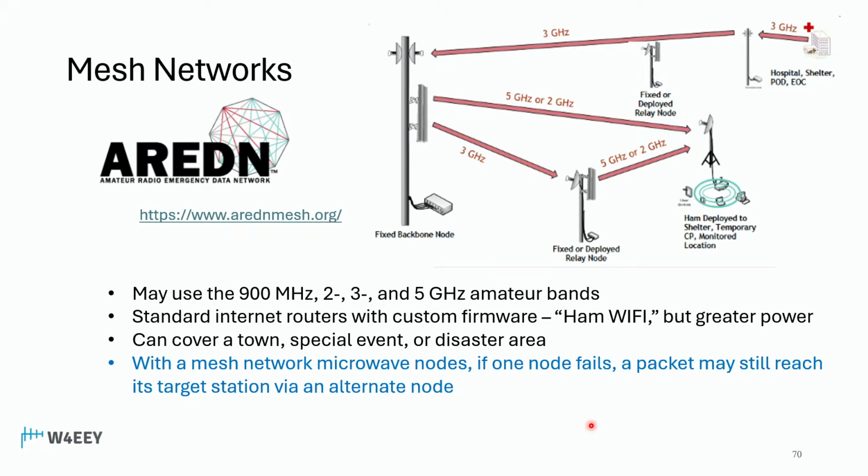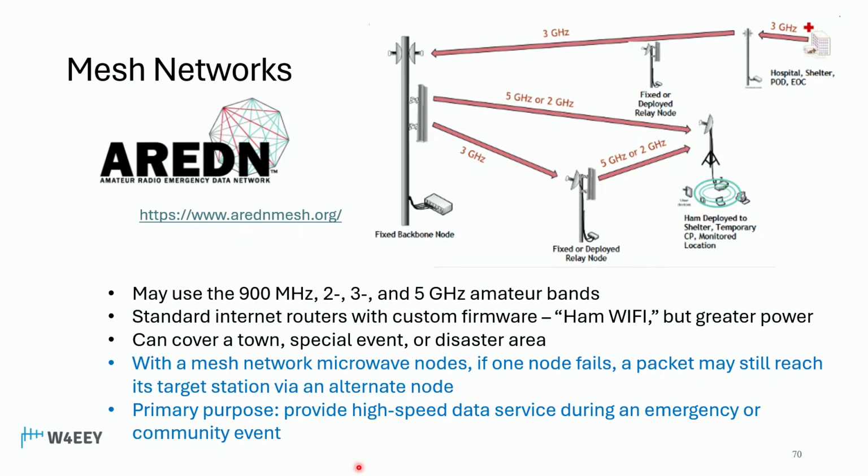So with mesh network microwave nodes, when we say microwave, we're talking about this 3 gigahertz, 5 gigahertz, and so forth. With a mesh network microwave node, if one node fails, a packet may still reach its target station via an alternate route. So that's its big advantage. And these are deployed in several major cities. It's easy to set these up at a disaster location as well.